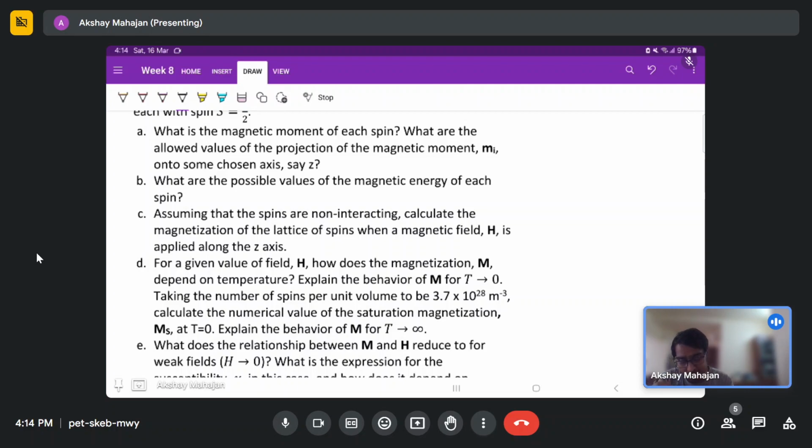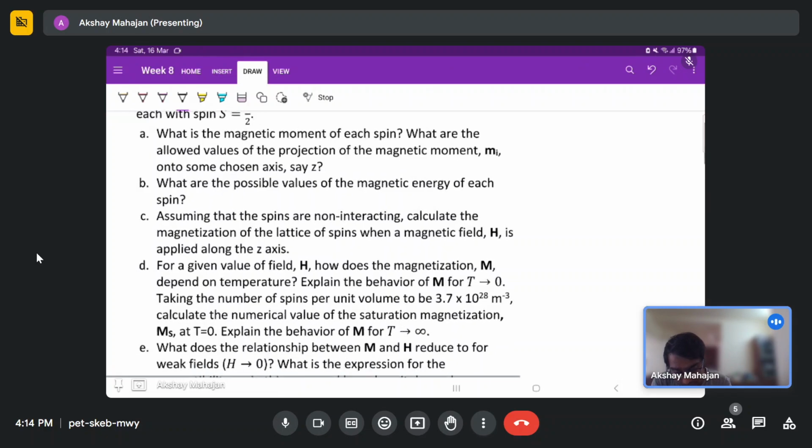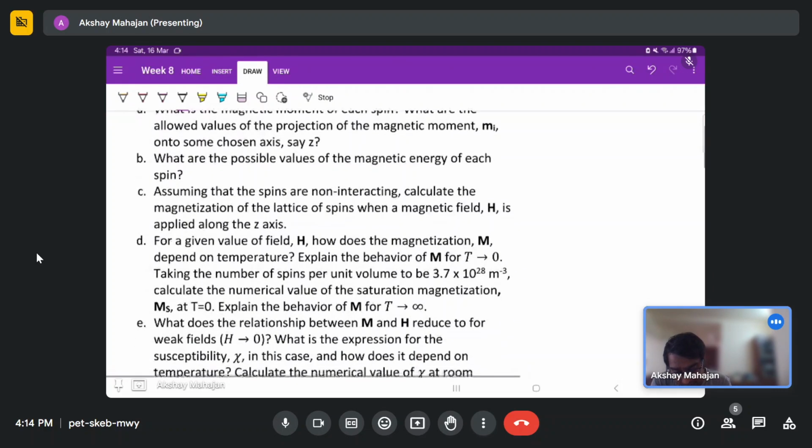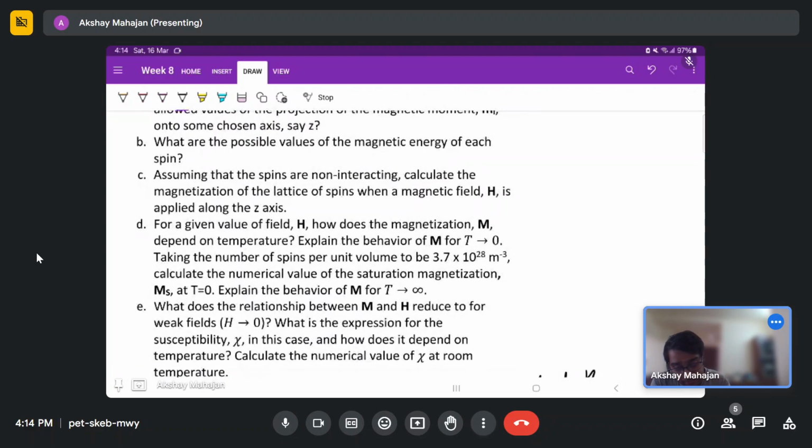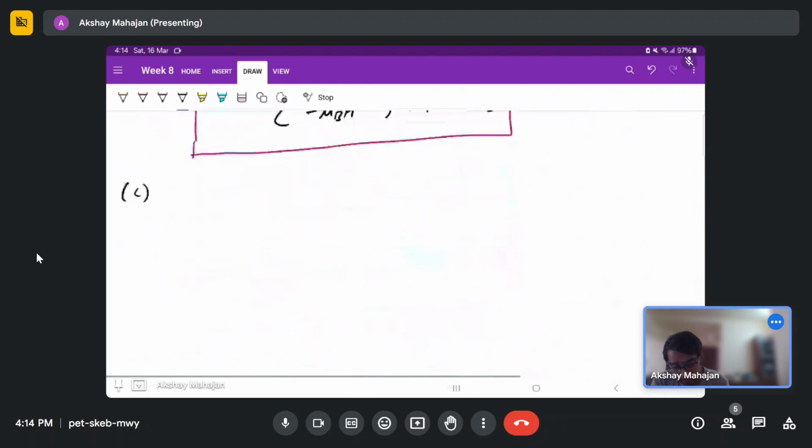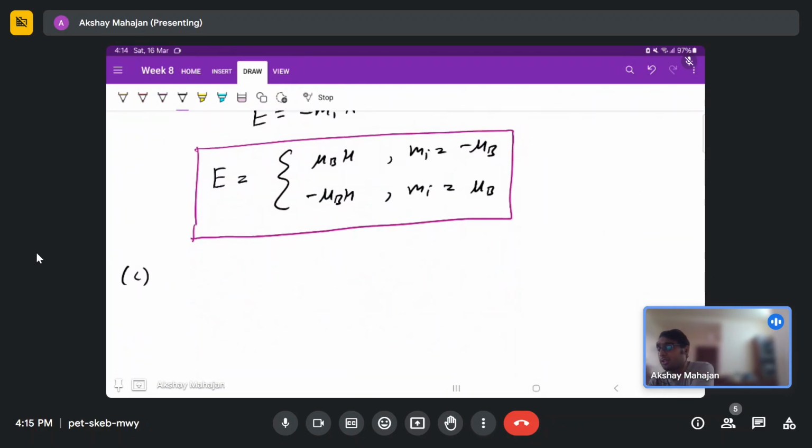Assuming that the spins are non-interacting, we have to calculate the magnetization of the lattice of spins when a magnetic field H is applied along the z-axis. So now we have to find what the net magnetization is going to be. In this case, the partition function.